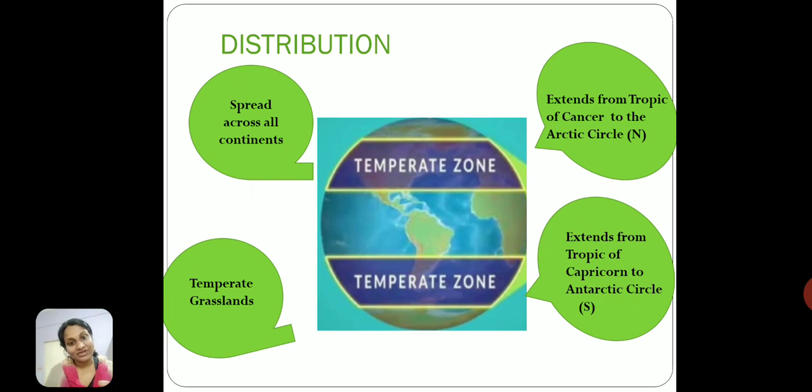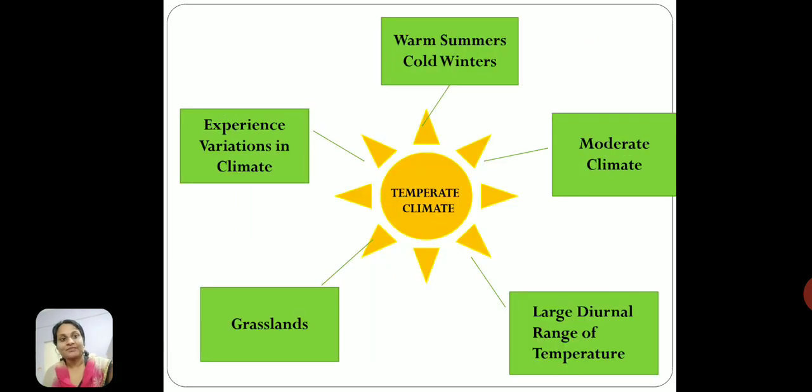Next, we saw that the temperate grasslands are a special feature of the temperate zone climate. The climate is temperate, so it has warm summers and cold winters. You can experience the difference in the seasons. The climate is moderate, very pleasant. There is a large difference in temperature, which is why it has a large diurnal range of temperature. You will have hot and cold, so you will find that difference in the climate. And the special feature of the temperate climate is the grasslands.